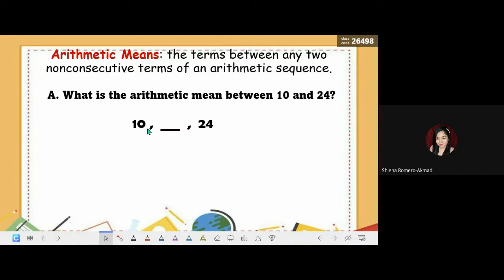We have here two terms of the arithmetic sequence. Then makikita niyo that they are not consecutive, hindi sila magkasunod, and there is a term between them. So, hahanapin natin yung term na yon. And for us to do that, I want you to first look for the middle term or the arithmetic mean. Ano po yung arithmetic mean sa tingin ninyo?